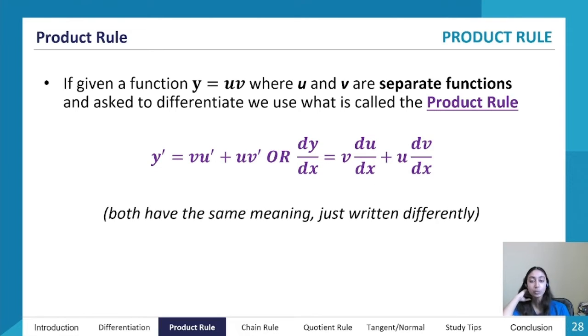So y dash will be equal to v times u dash, so the original v times the derivative of u, plus the original u times the derivative of v. Or it's given this notation, which is the exact same equation, just written in a different method. And this is the way that the formula sheet writes it. But I personally, to this day, use this one because it just looks a bit nicer, right? But let's use an example because both of these, let's face it, look absolutely disgusting.